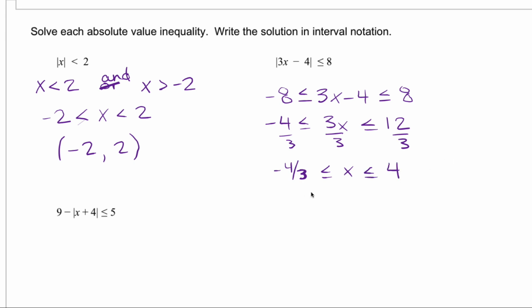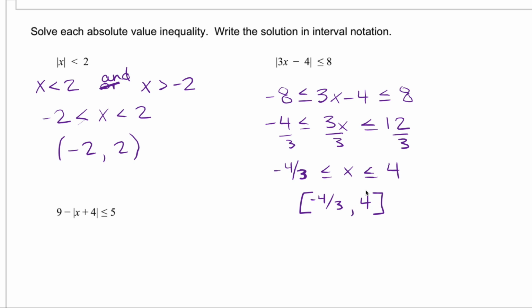So in interval notation, I'm going to use the brackets since it's less than or equal to. That means that x are all of the values between negative 4/3 and positive 4, including negative 4/3 and positive 4.